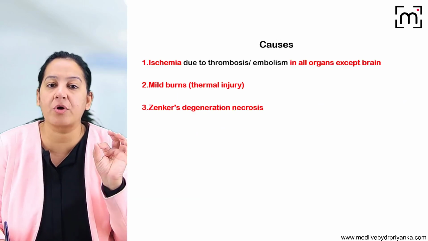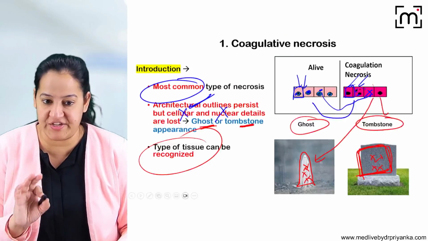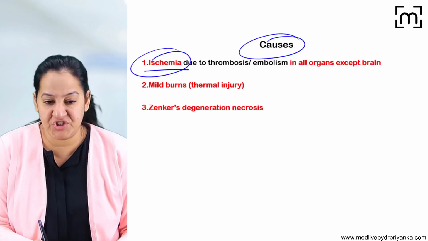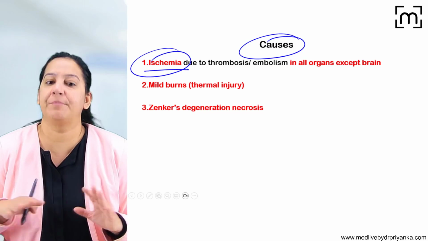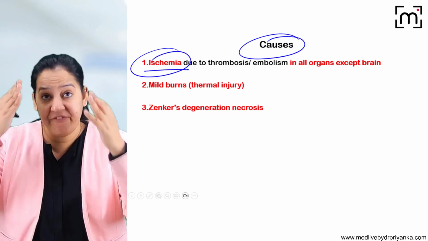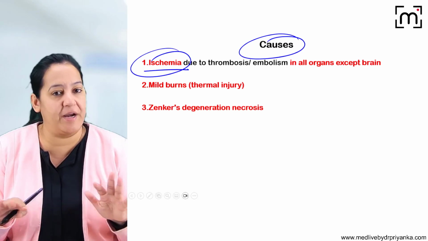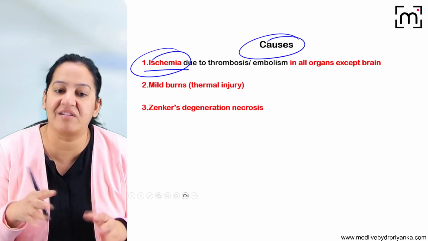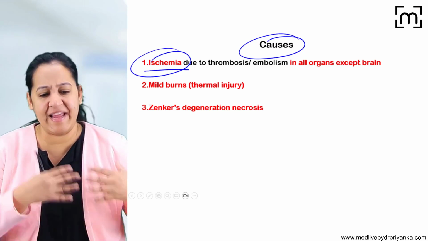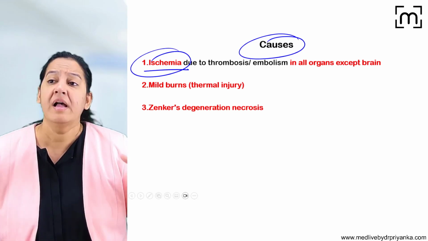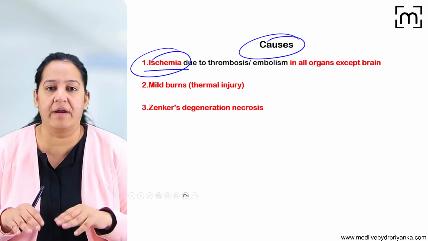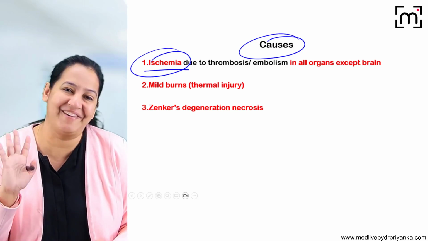This is all about coagulative necrosis. Now coming to the causes of coagulative necrosis, we have seen the definition. There are three causes. Number one, ischemia. What do you mean by ischemia? From head to toe, we have multiple organs. All organs, all cells are provided with blood supply. If any of my organs is not supplied by blood, the cells of that organ start dying by coagulative necrosis. It can be kidney, liver, heart, any organ.